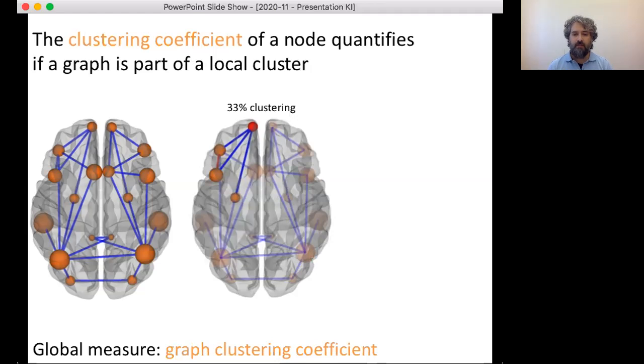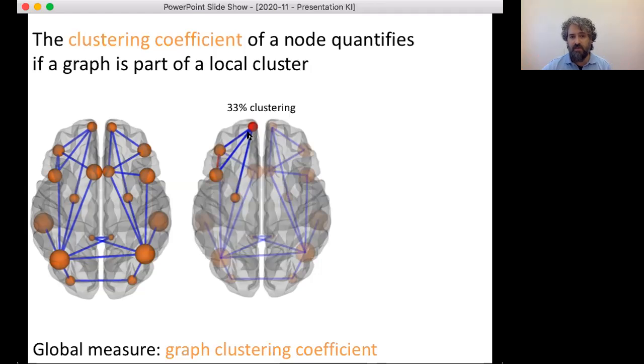Just to give you a different example, not from brain connectivity, think of yourself and your friends. The question of the clustering coefficient will be, how well connected are your friends between each other? Are your friends also friends between each other, or are they only friends with you and they don't know each other? So if they're also friends with each other, you will have a high clustering coefficient. If they are only friends with you, then you have a low clustering coefficient.